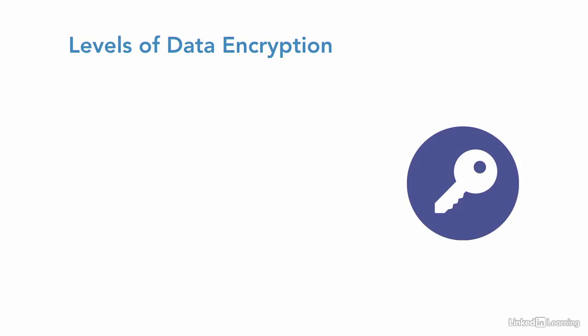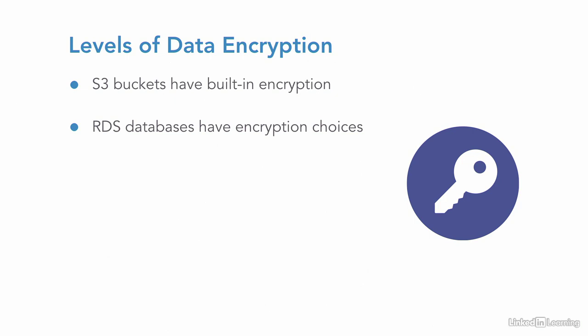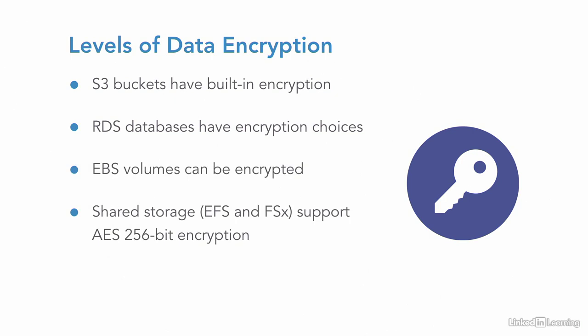When we look at the levels of data encryption, S3 buckets, AES 256-bit encryption, I can enable it. RDS databases, depending on the flavor of database that you choose, there are a variety of encryption choices available. EBS volumes can be encrypted. The shared storage arrays, either EFS and FSx, also support AES 256-bit encryption. And customers can also utilize what's called client-side encryption, meaning that you encrypt it first and then you move the records up to AWS. That's kind of a foolproof way to encrypt things. You hold the keys. Amazon doesn't even have the keys.